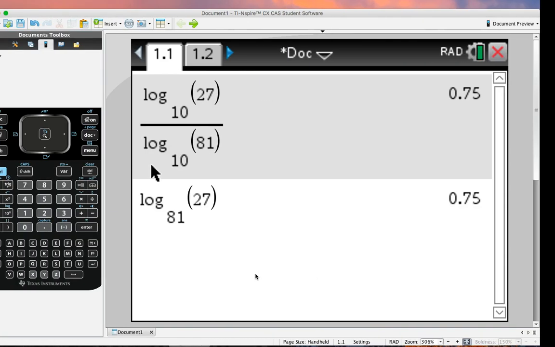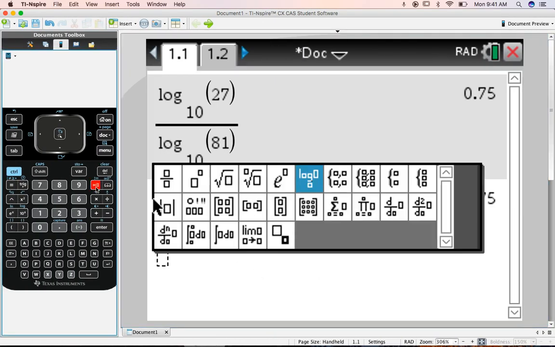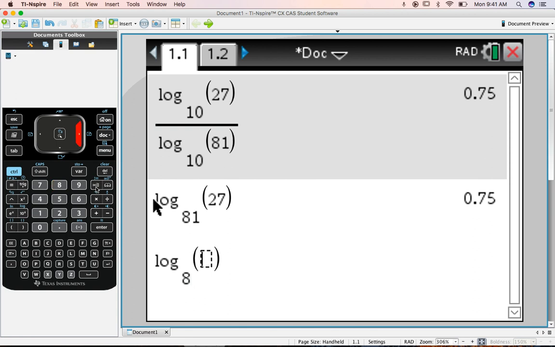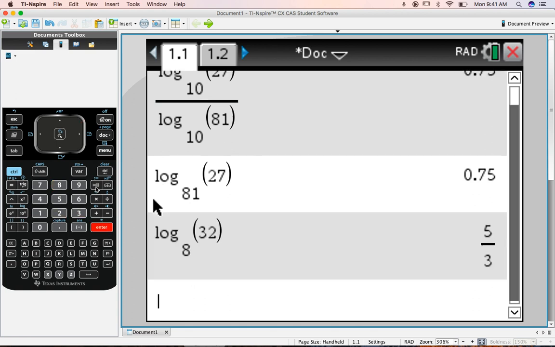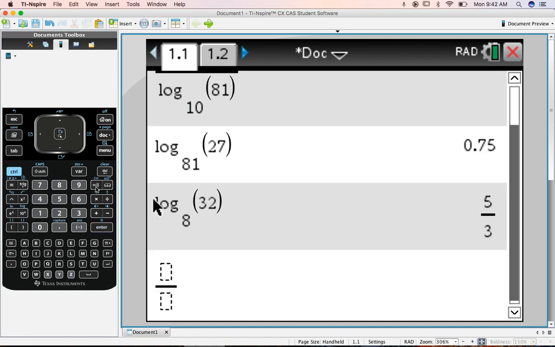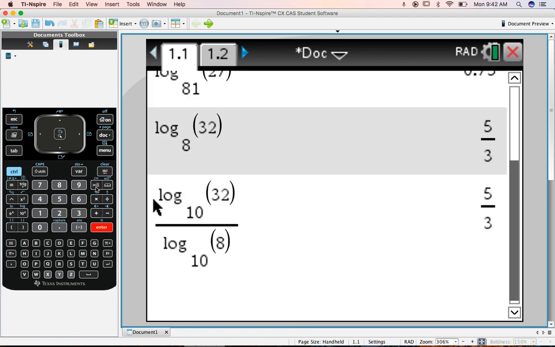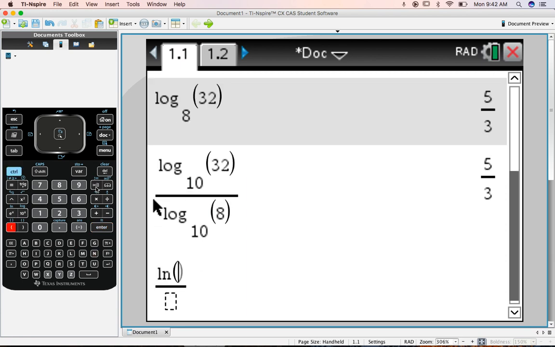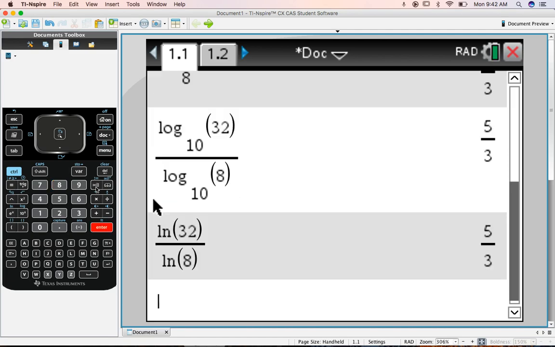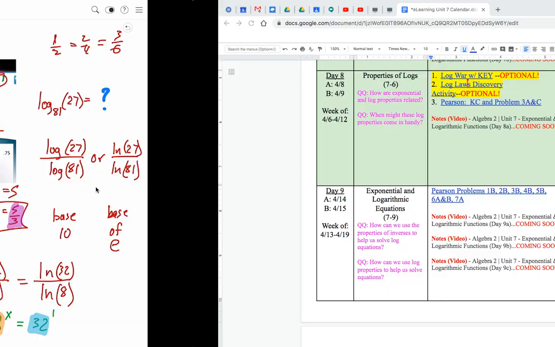Okay, so let's go to the calculator. So we have log base 8 of 32. Sure enough, it gives you 5/3. And what we learned with this change of base is the same as saying the log of 32 over the log of 8. You get 5/3, or the natural log of 32 over the natural log of 8. That's it, guys. That's it for this video.